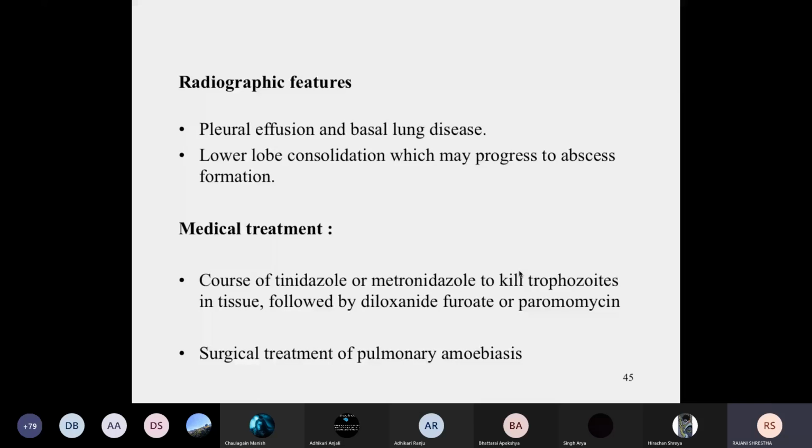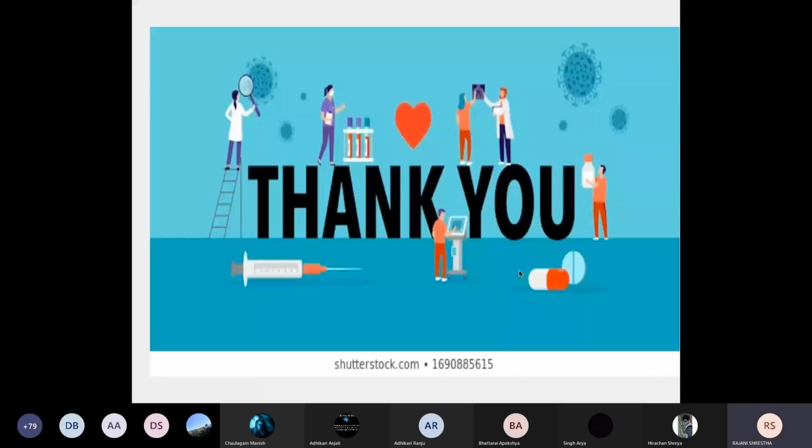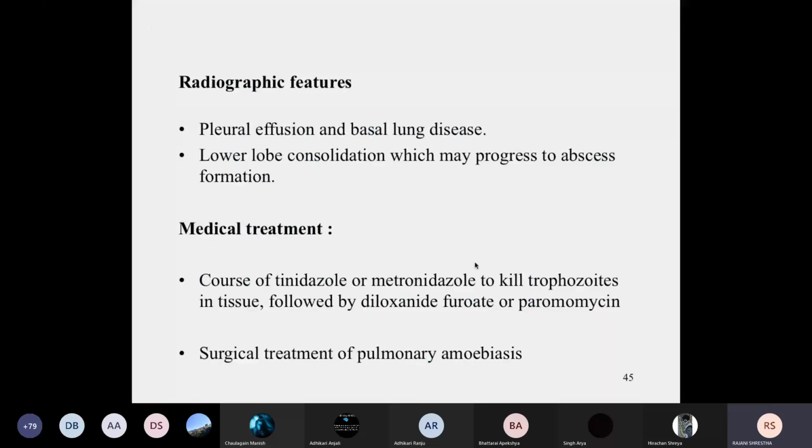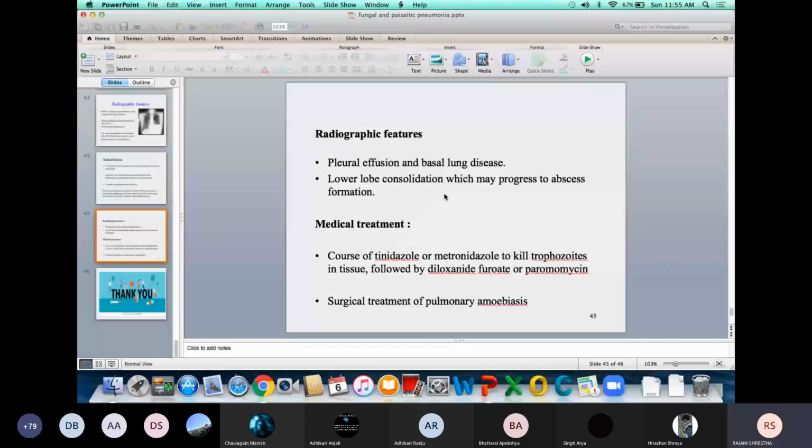So we can use tinidazole or metronidazole, and if it is extensive, or if it is too huge, then surgical treatment or drainage of the pus should also be done. So these all are the parasitic causes that lead to pneumonia.